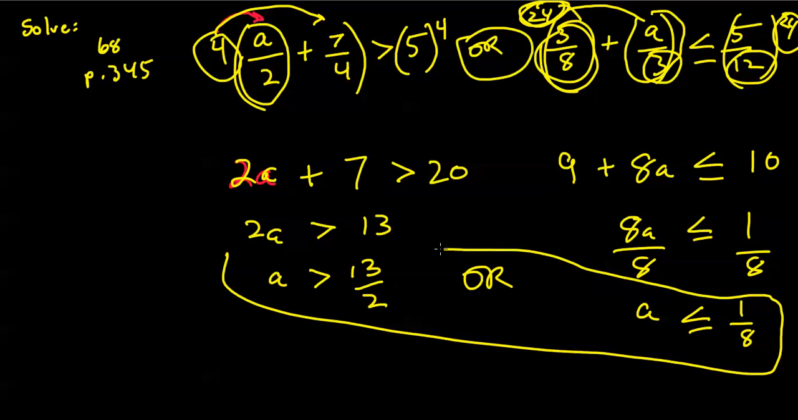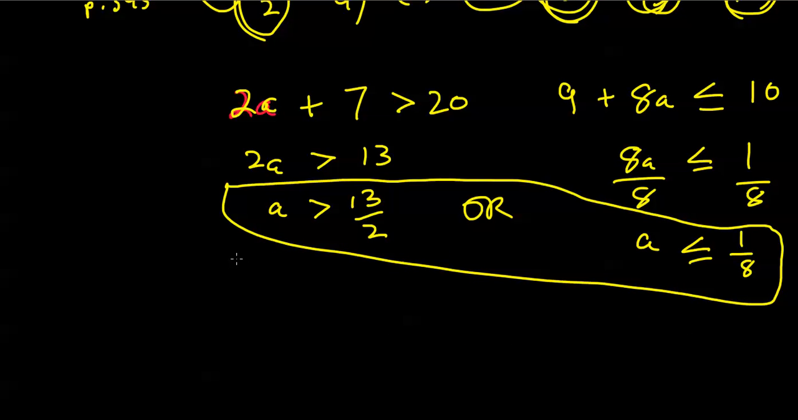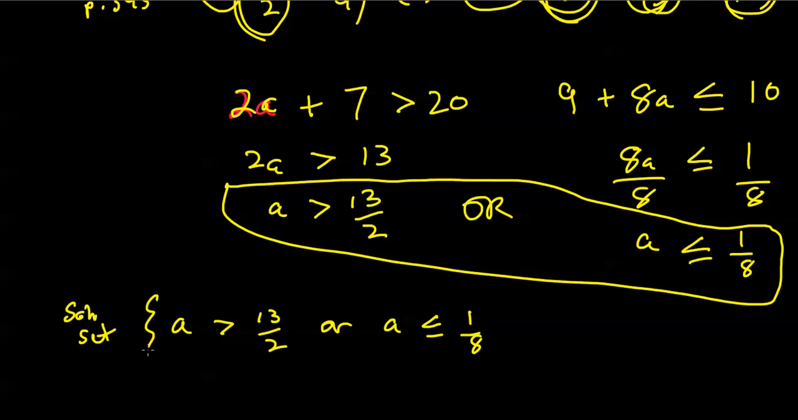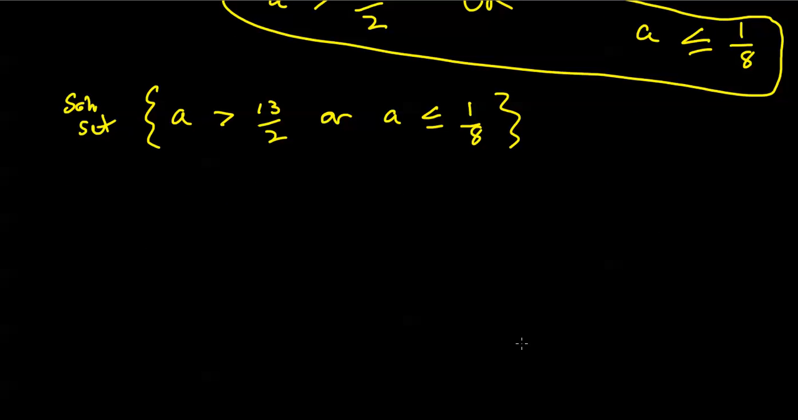Again, you've got to link these with the word or, otherwise it's incorrect. Let me rewrite it. Solution set: a is greater than 13/2, or a is less than or equal to 1/8. I'll put these in brace notation. Alright, now I've got to look for the number line graph.